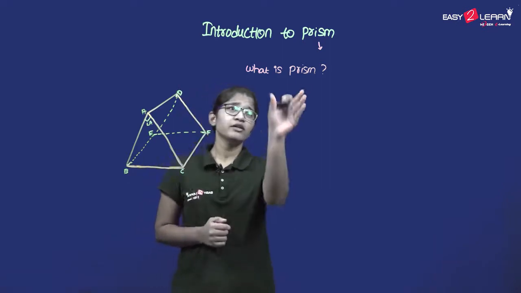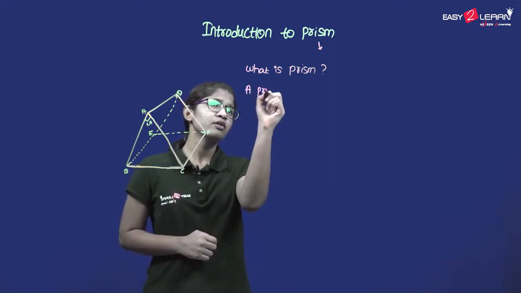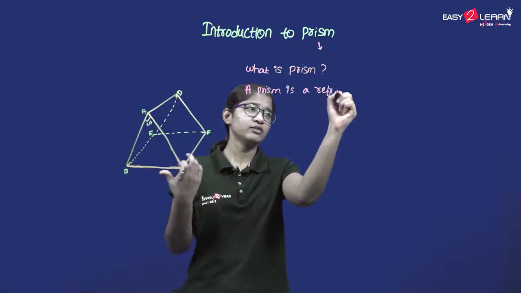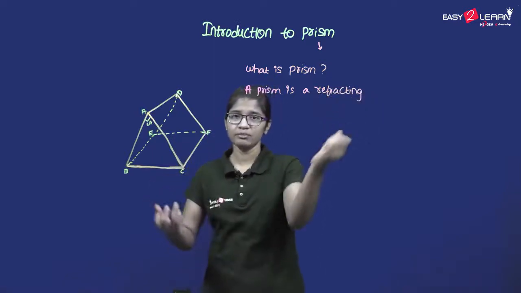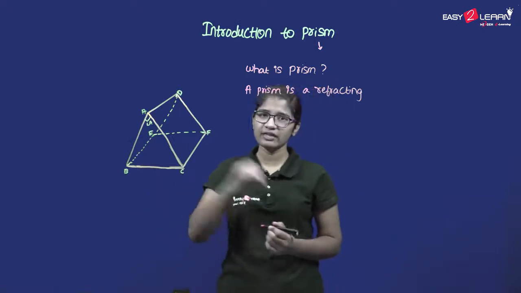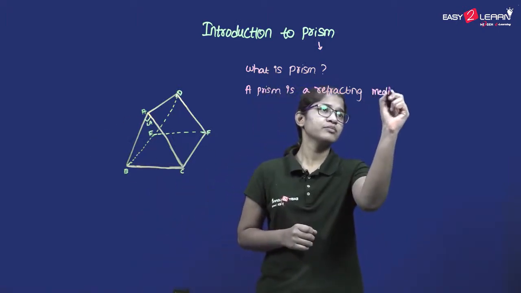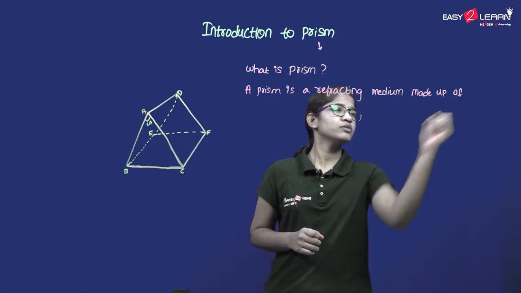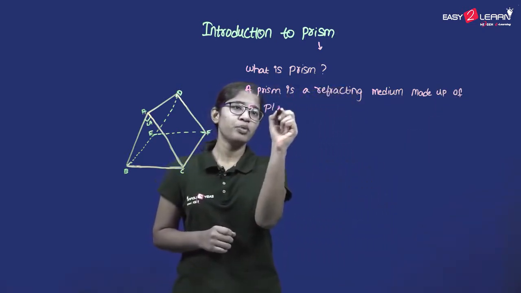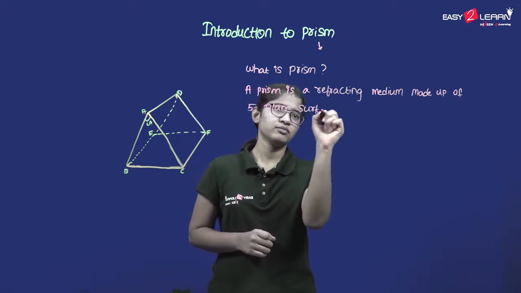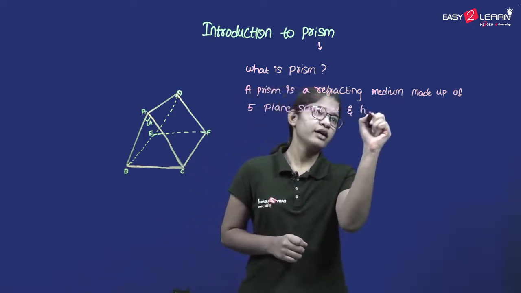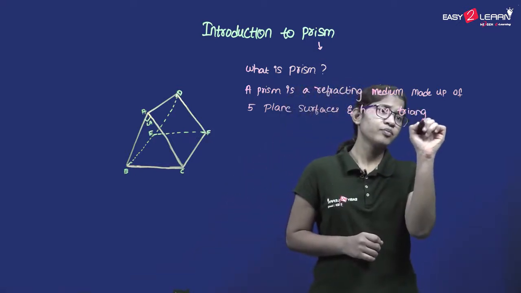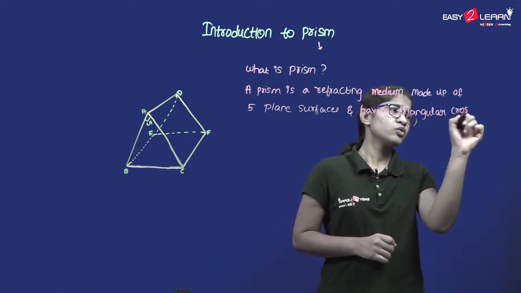So we can write that the prism is a refracting medium, which is able to refract the light, made up of 5 plane surfaces and having a triangular cross section.